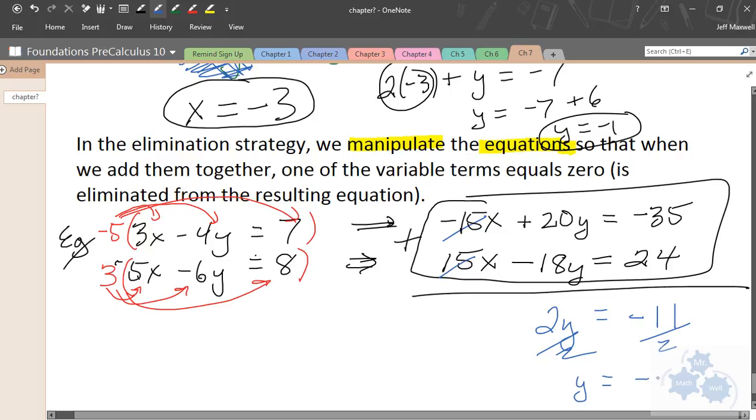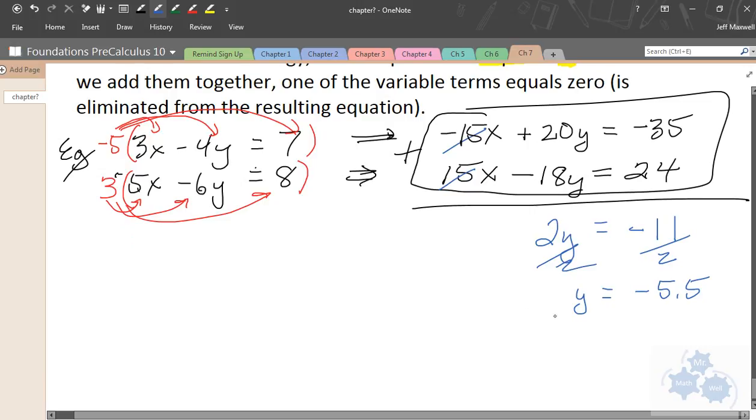Negative 5.5. So you can leave this as a fraction or you can write it as a decimal, 5.5. Right now it doesn't matter. So y equals negative 5.5. That's fine. Okay, so that's the first half. Now we've got to do the second half, right? Which is what?